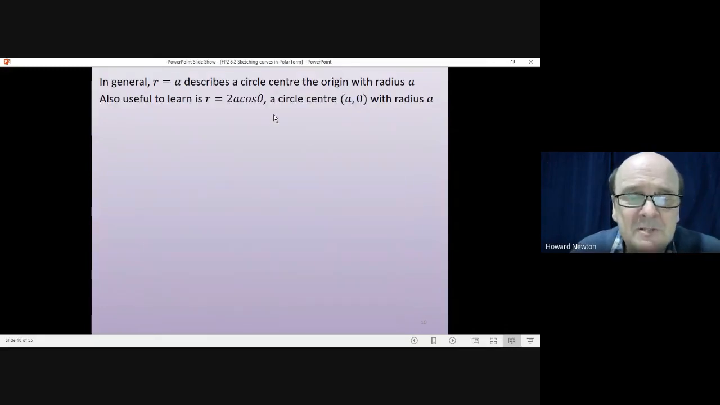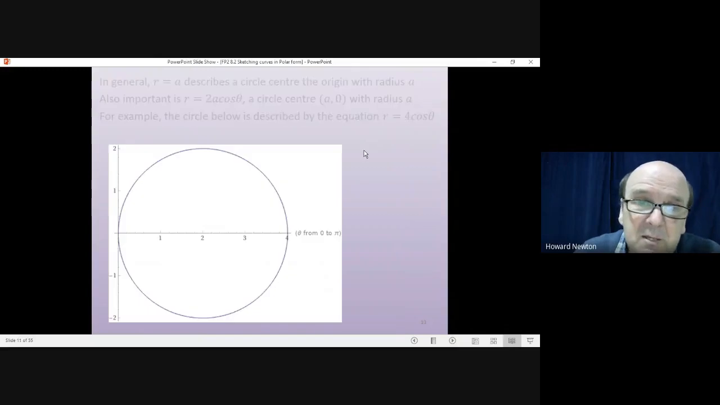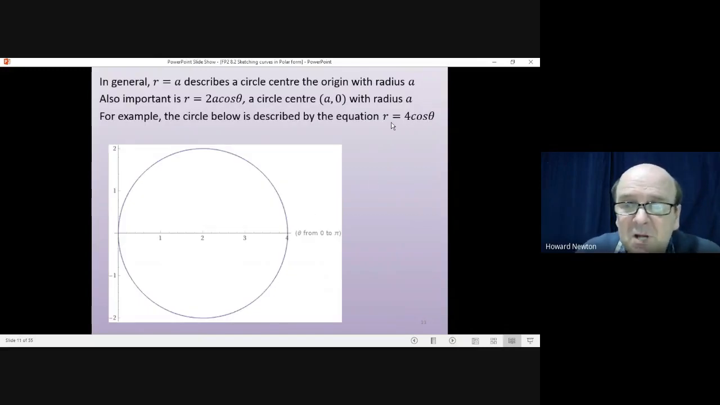Now, since we're talking about circles, there are two other formulas for circles that frequently turn up, and it is worth learning them. r equals 2a cos theta is a circle with center on the x-axis at (a, 0) and with radius a. So, for example, if you had the equation r equals 4 cos theta, halve the 4 to get 2, and that'll tell you where the center is. The center is at (2, 0) on the x-axis. It'll also tell you the radius of the circle. The circle will have radius 2 and touch the origin here.